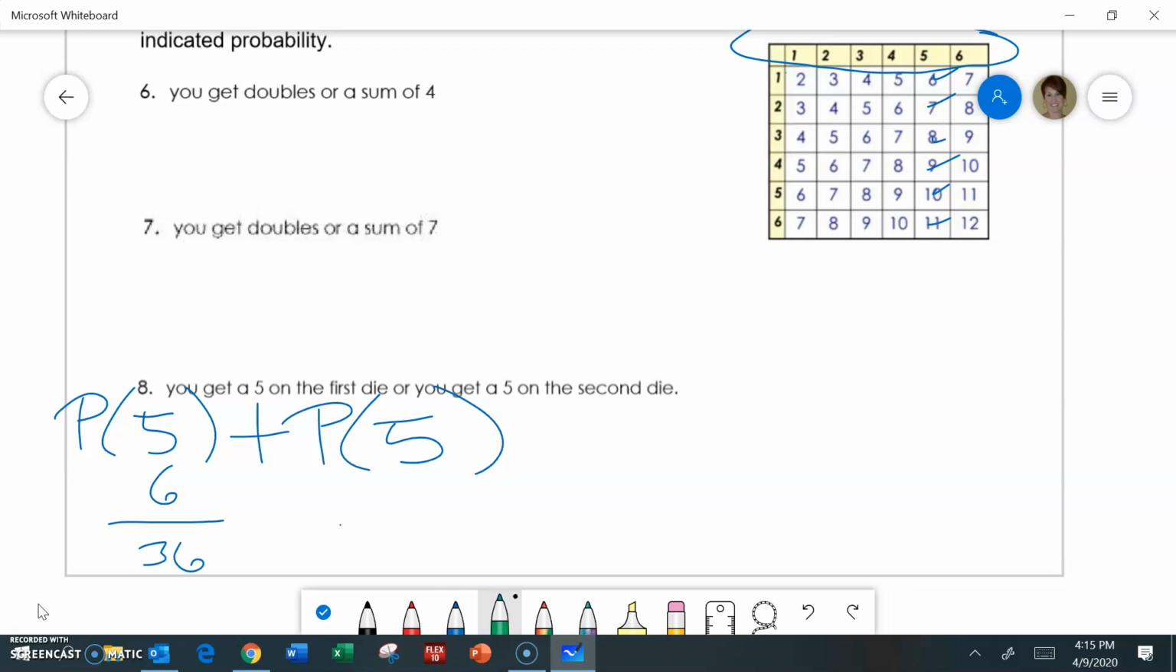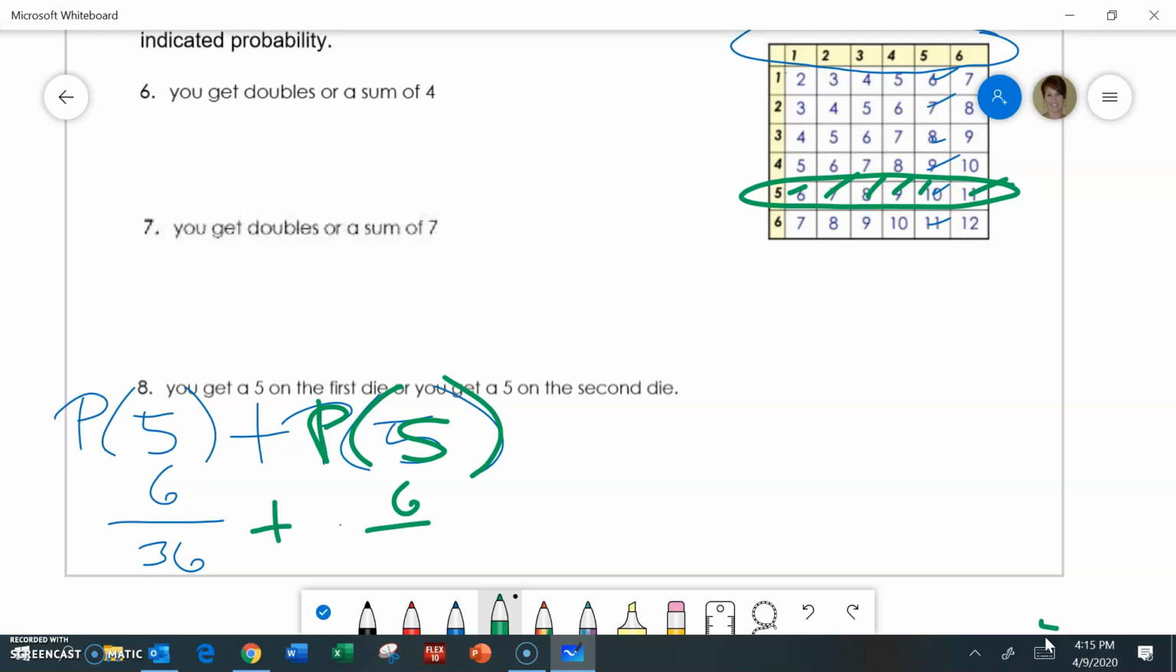Now this next one, the probability of rolling a 5 on the other die, well, that would be right here. So that's 1, 2, 3, 4, 5, 6 again. So that would be plus 6 out of 36.